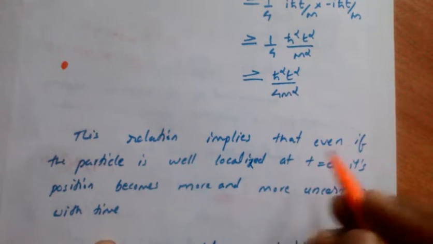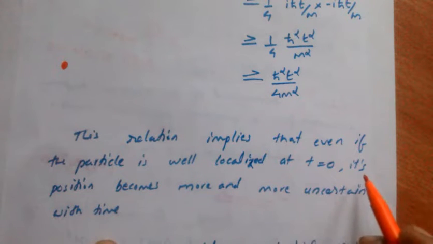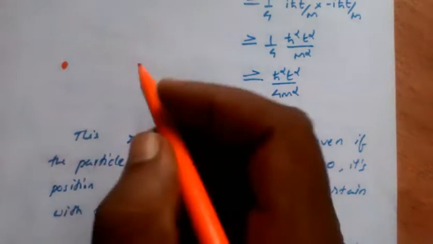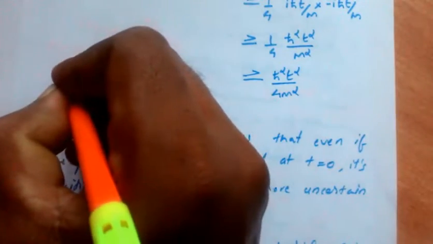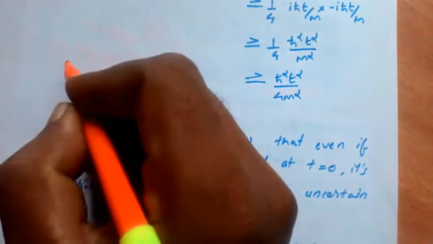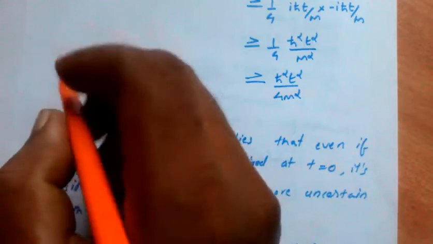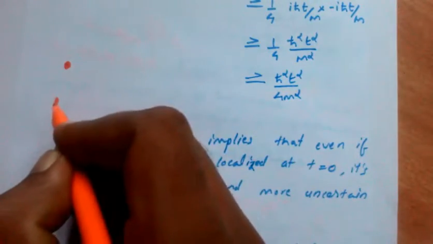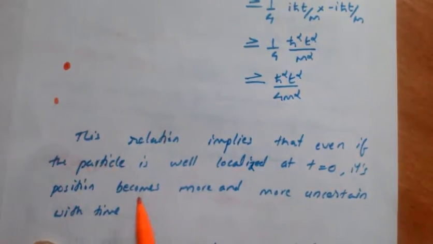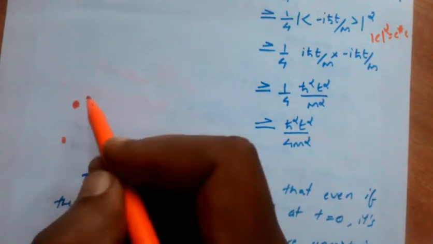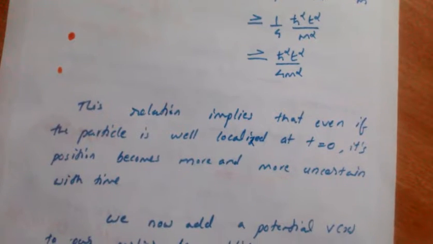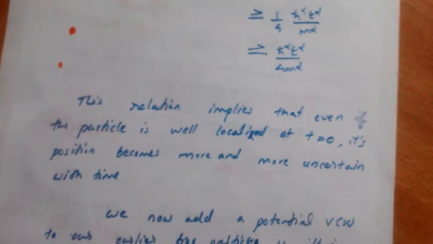This relation implies that even if the particle is well localized at t equal to 0, its position becomes more and more uncertain with time. At a particular time, this object is well localized. We can find out the position at a specific point, and then as time goes by, the position of this particle will become more and more uncertain.